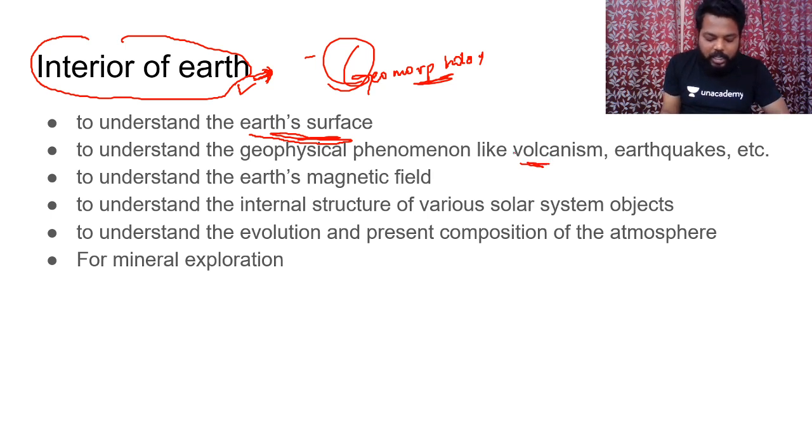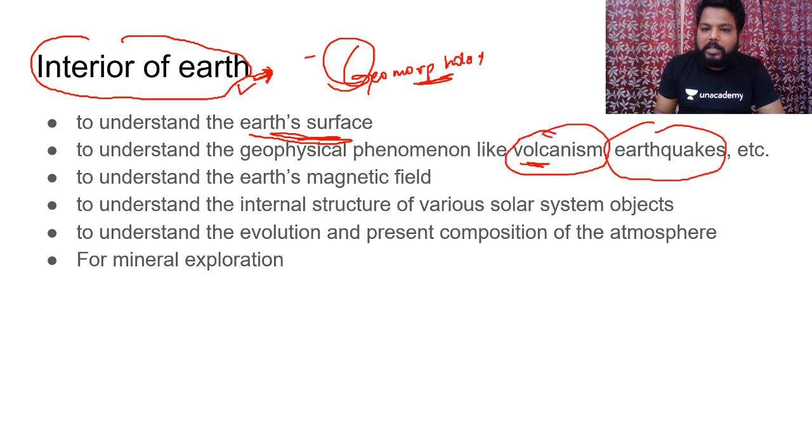If you see your GS Paper 1 syllabus, you have a separate tagline called geophysical phenomena, like volcanism, earthquakes, tsunamis, cyclones. So if you want to understand such huge concepts, then it is 100% necessary that you read about the interior of the earth. If you want to understand the earth's magnetic field, you have to read about the interior of the earth.